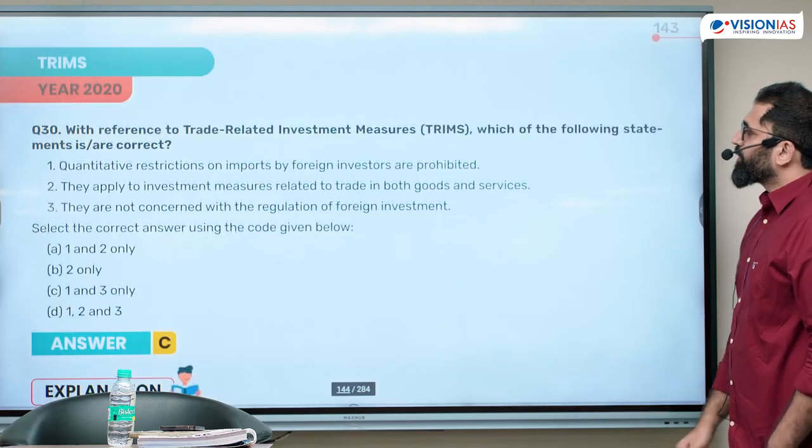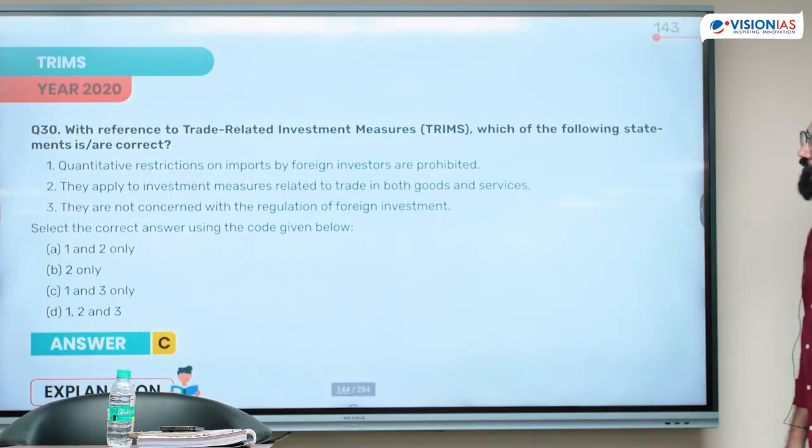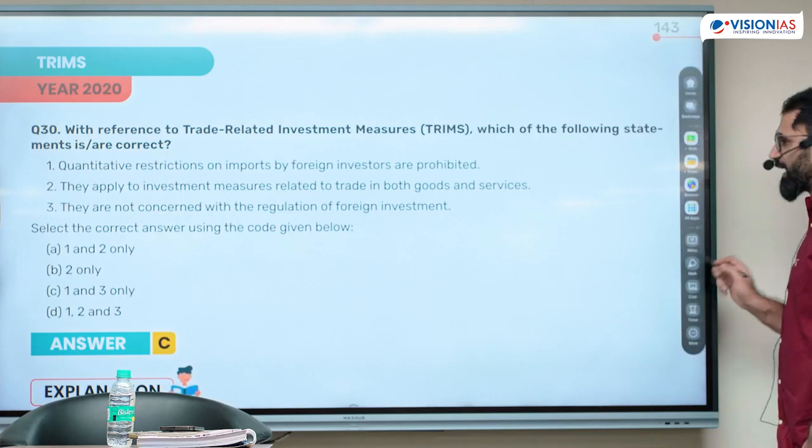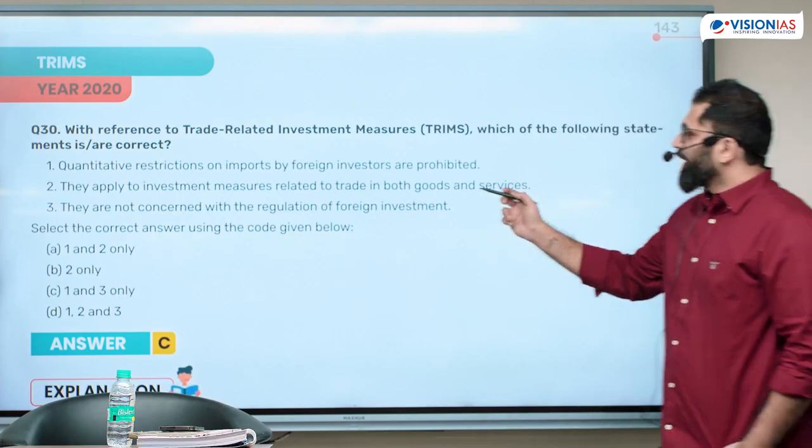With reference to TRIMS, which of the following statements is correct? Quantitative restrictions on imports by foreign investors are prohibited. Now what exactly happens in TRIMS?